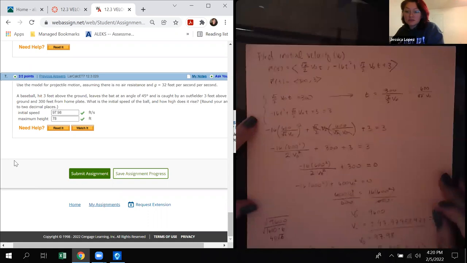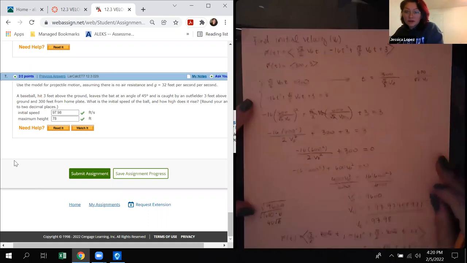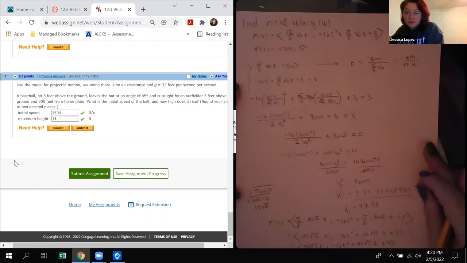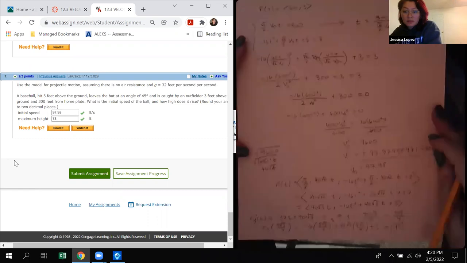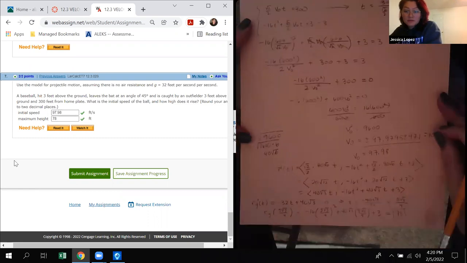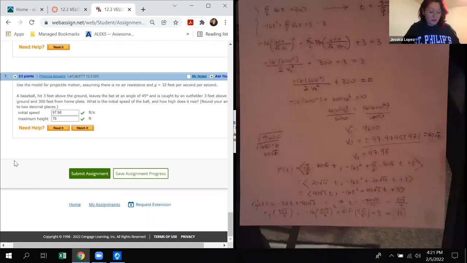Take a screenshot of this part, or if it helps you better, and then the bottom part. Okay, so hopefully that example will help you navigate your way through that problem. It's just very long and very difficult.